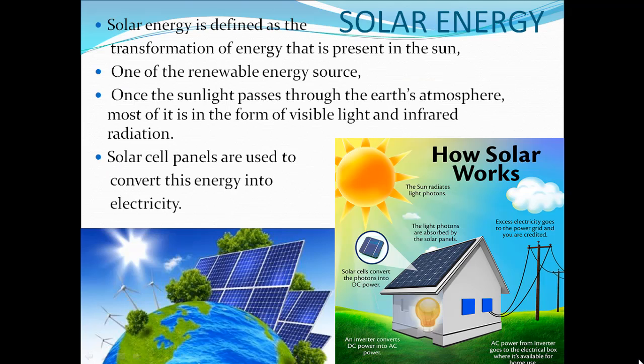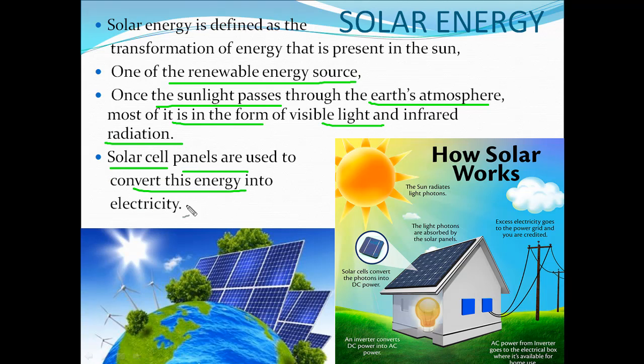Solar energy is defined as the transformation of energy that is present in the sun, one of the renewable energy sources. Once the sunlight passes through the Earth's atmosphere, most of it is in the form of visible light and infrared radiation. In modern times, we use solar cell panels to convert this energy into electricity. These panels are called PV cells, photovoltaic cells. Energy collected from the sun via photovoltaic cells is diverted towards storage in batteries, and can be transmitted from there to where it is required.